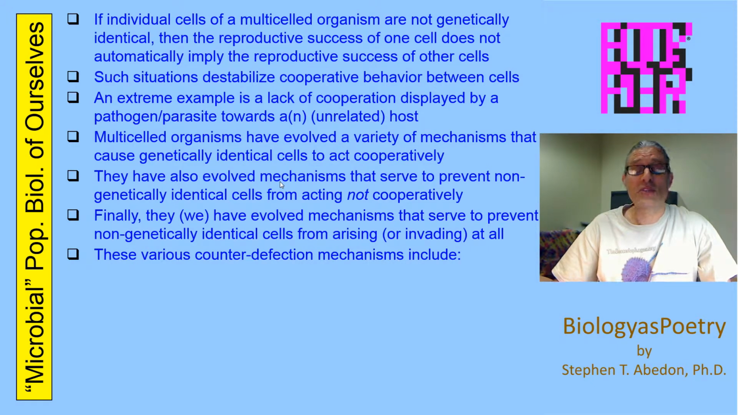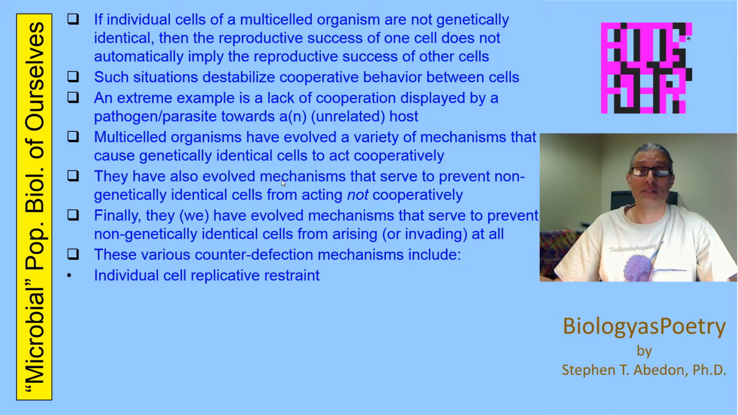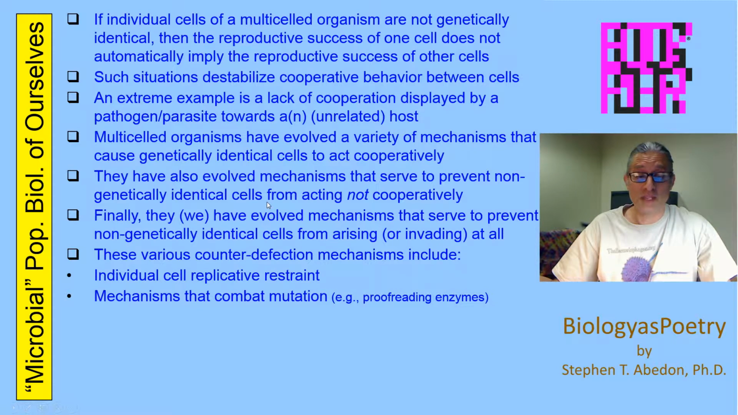So these various counter-defection mechanisms include individual cell replicative restraint. What this means is that the cells impose upon themselves a restraint on their own replication. They are attempting to be economical rather than expedient. They try to be cooperators rather than defectors. And this comes about as a consequence of their own genes acting upon their own phenotype, causing those cells to display restraint, for example, in their population growth. We also have mechanisms that combat mutation. We talked about this way back at the beginning of the term. Proofreading enzymes, for example, are a means by which cells reduce their own mutation rate.